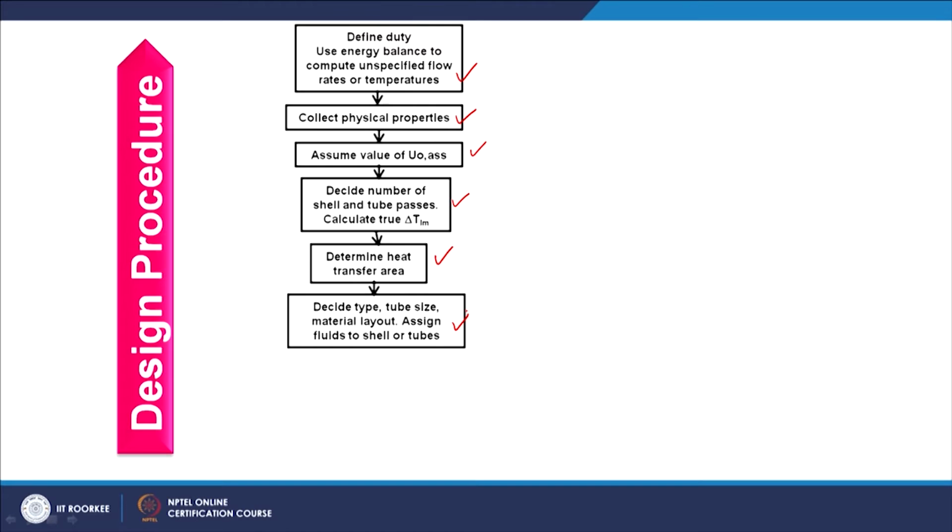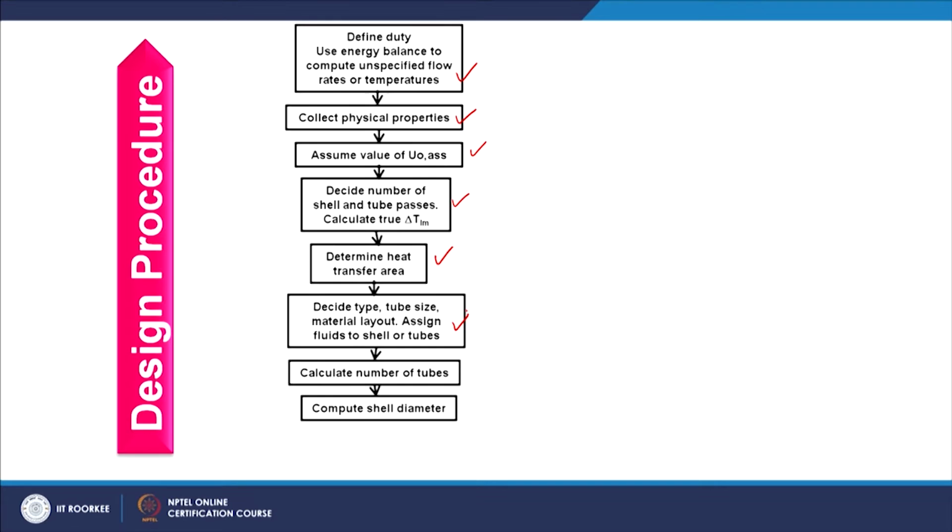After that we have to find out the number of tubes, because I already know the tube dimensions and the total heat transfer area. So, you can calculate the number of tubes here. Once you have the number of tubes, you can find out the shell diameter. To calculate the shell diameter, you first consider the bundle diameter and the clearance. All these steps we will discuss in detail in subsequent slides.